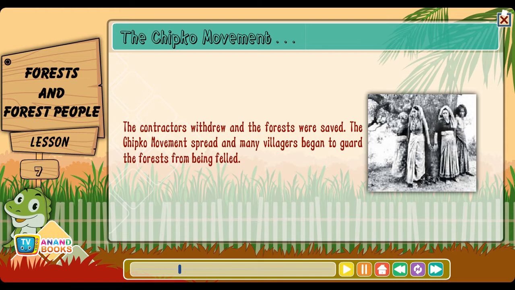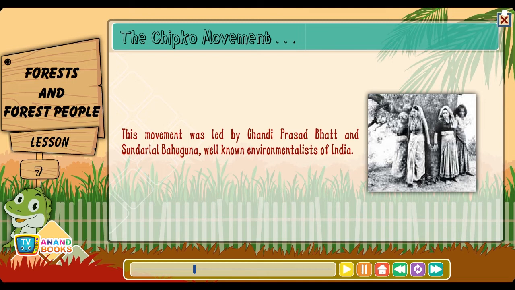The Chipko movement spread and many villagers began to guard the forests from being felled. The movement was led by Chandi Prasad Bhatt and Sundarlal Bahuguna, well-known environmentalists of India.